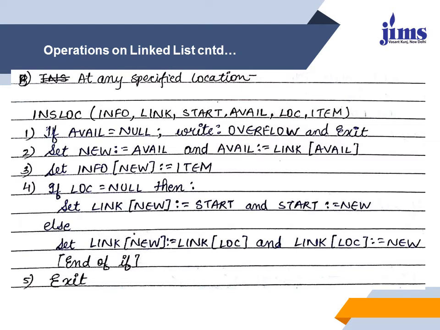So the link of new should be equal to start, and the start should be new. Otherwise what should happen? The link of new should be the link of location, right? That means I am putting this value after the location. So the link of new will be the link of location, and the link of location should now point to new. So this will insert the new node after a particular location, and then we'll end the if structure and then we'll exit.